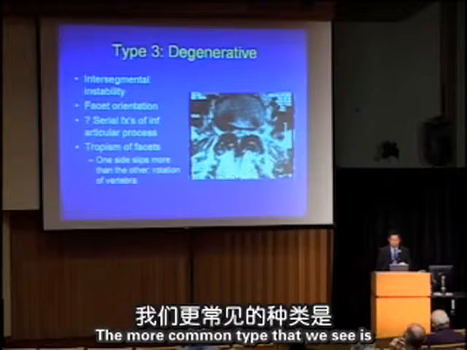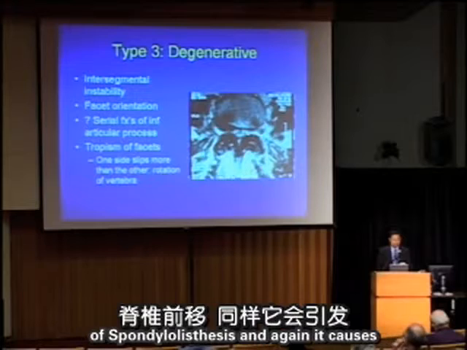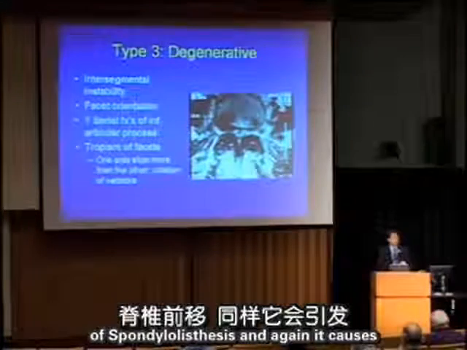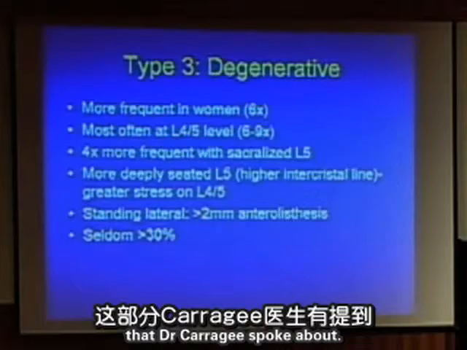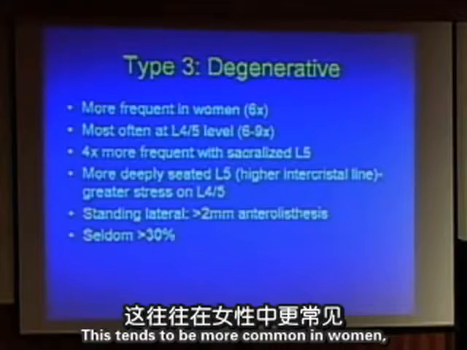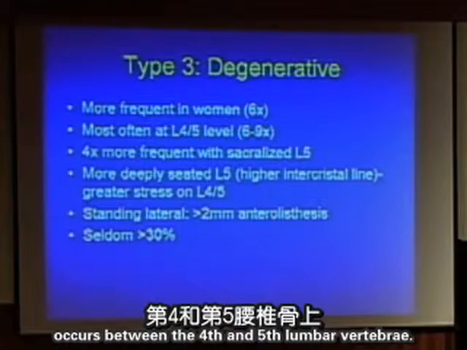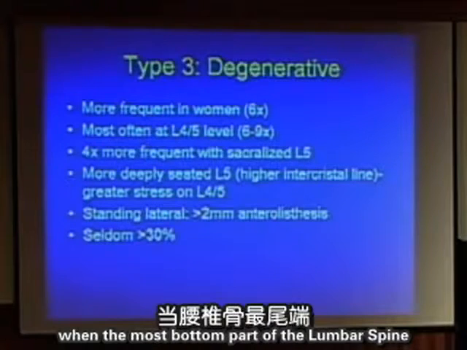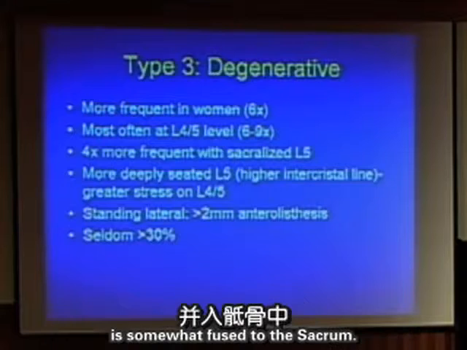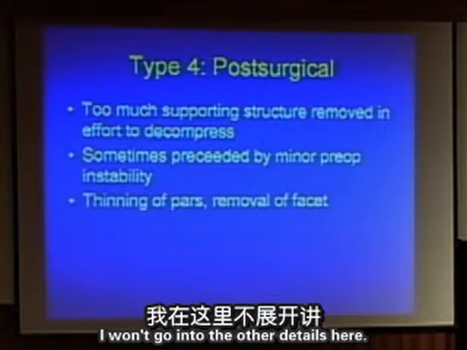The more common type that we see is a degenerative type of spondylolisthesis that develops over time. Again, it causes instability between these motion segments that Dr. Carrigy spoke about. This tends to be more common in women, about 6 times as common, and most commonly occurs between the 4th and 5th lumbar vertebrae. It also occurs more commonly when the bottom part of the lumbar spine is somewhat fused to the sacrum. Won't go into the other details here.